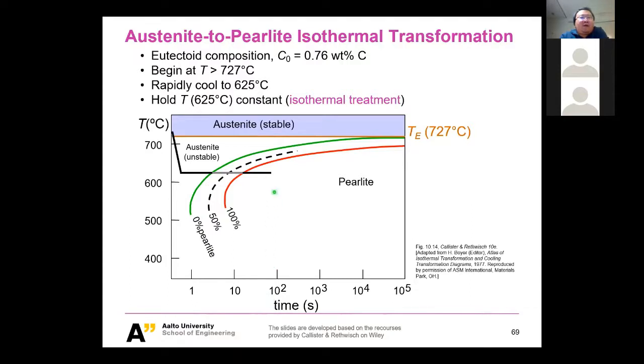You just hold it until the time is reached. In this case, it's 100 seconds. Now you know, okay, the steel is completely 100% pearlite. Now I can simply cool it down. Now you get 100% pearlite. And the microstructure will exactly look like the whole process, from austenite to pearlite.